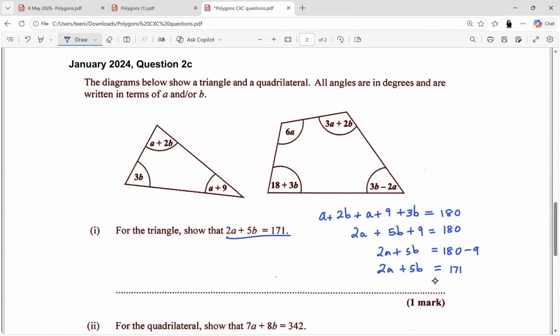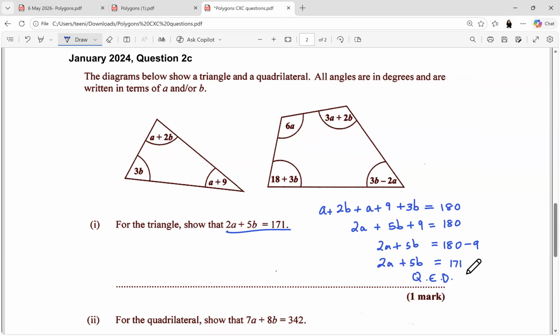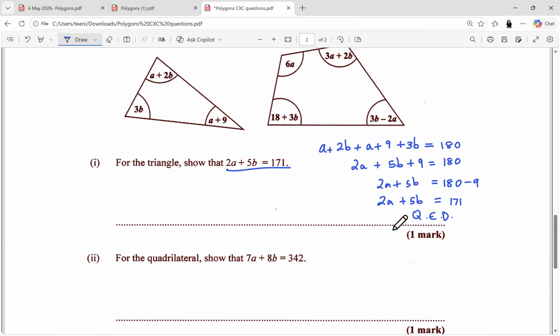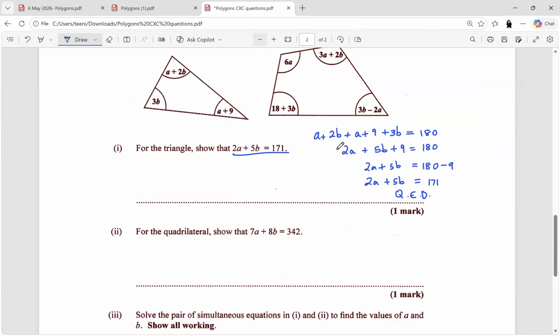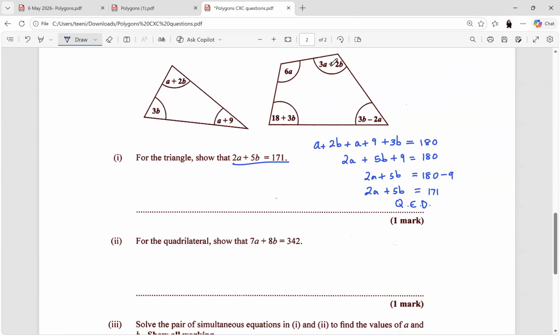So you write QED, which stands for some Latin expression, which means shown. Whenever you're asked to show something, when we've accomplished what we need to show, we write QED to just say that here, we've shown it. All right, and in the same way, we will do the exact same thing for the quadrilateral, except what would we have to equate the sum of the interior angles to in the quadrilateral?